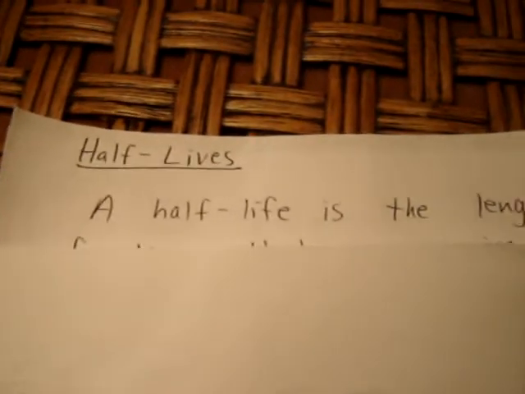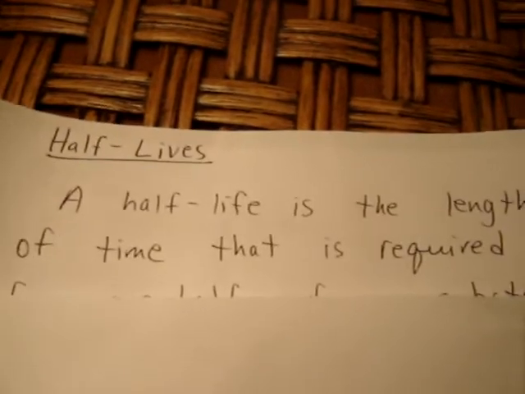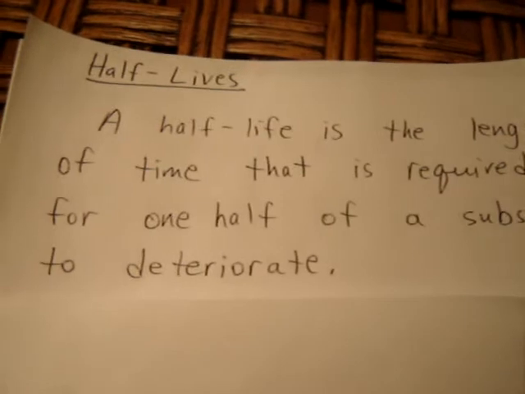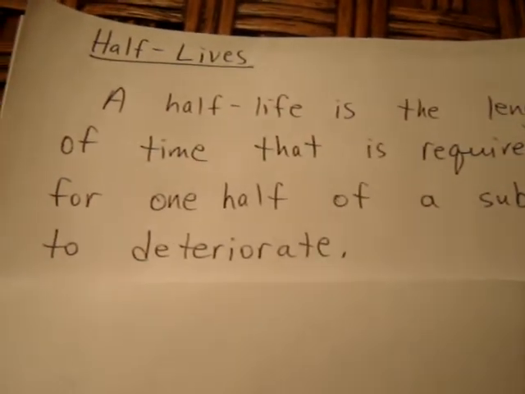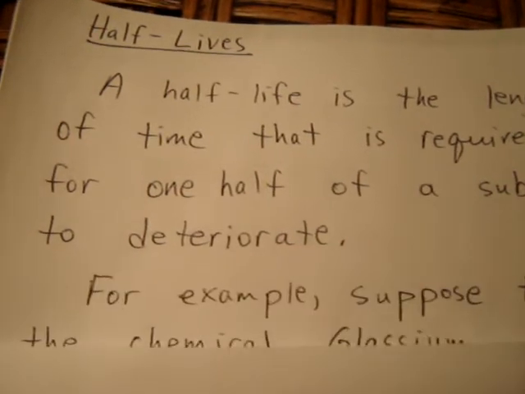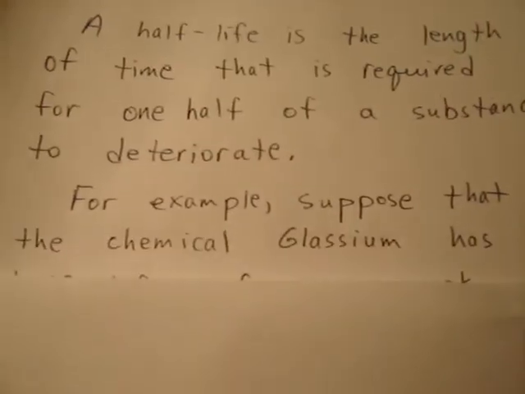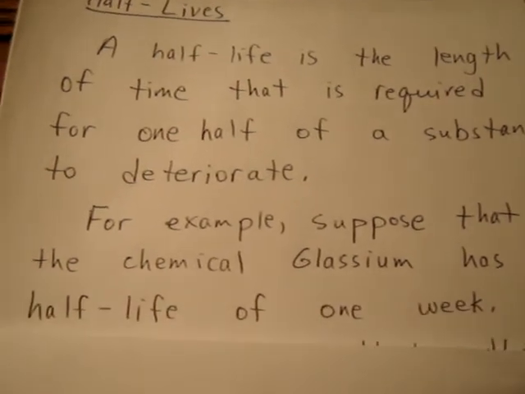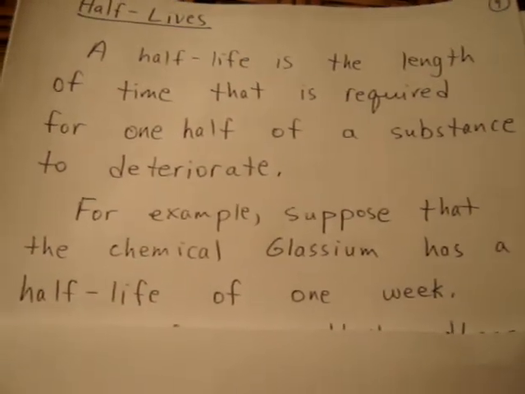Our next topic of conversation is half-lives. A half-life is the length of time that is required for one half of a substance to deteriorate or decay. Half-lives are often used in situations involving radiation. For example, suppose that the chemical glacium, which is a made-up name, has a half-life of 1 week.